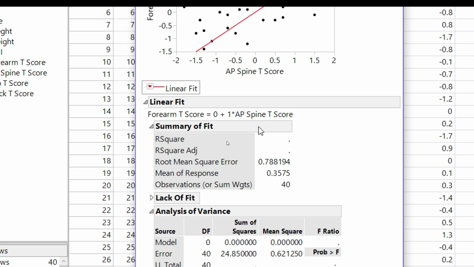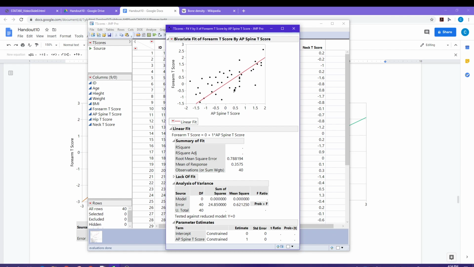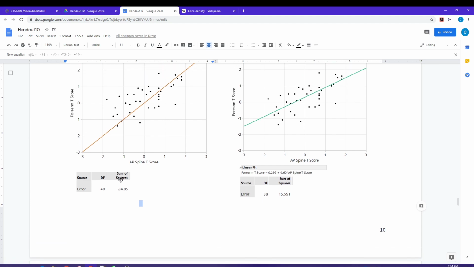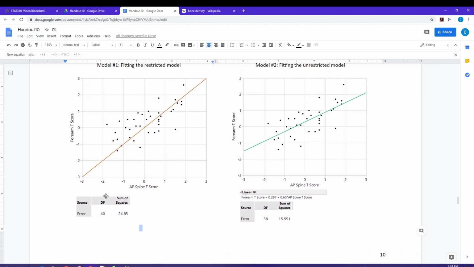And what I get here is my line. This has y-intercept 0, slope 1. And then down here under my sums of squares, I'm getting my sums of squares for this model. 40 is my degrees of freedom, and 24.85 is my sums of squares. And that's what's provided here on page 10. 40 is my degrees of freedom because I am not estimating any parameters. I am forcing the slope to be 1 and the y-intercept to be 0. So I retain all 40 of my observations for my calculation of my error term.